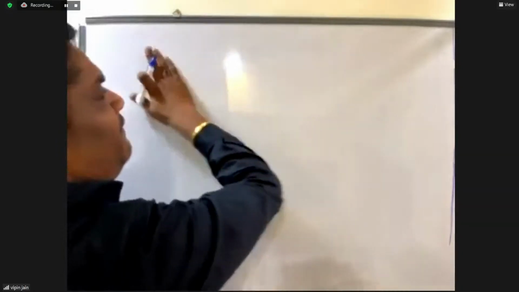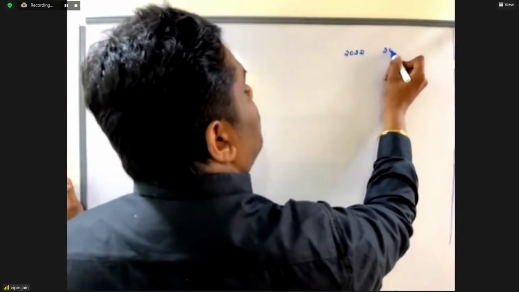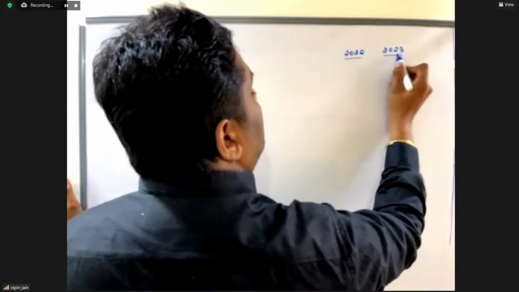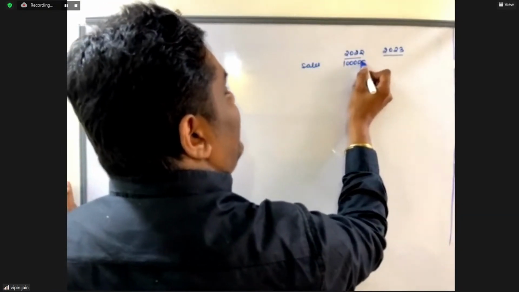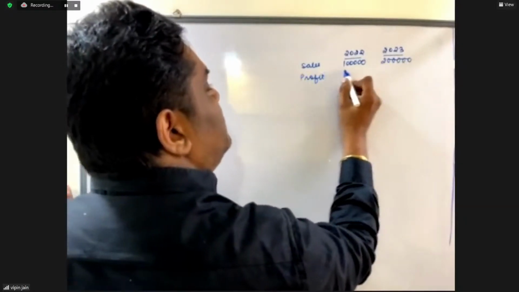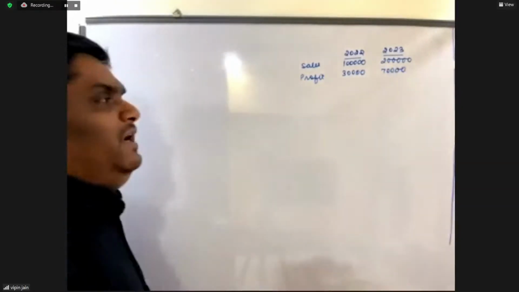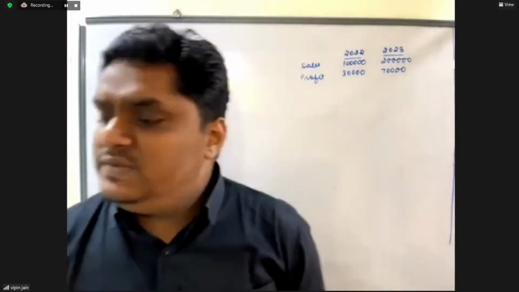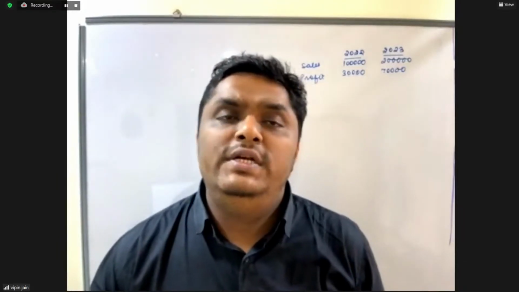So enough of discussion on the basic questions. Now let's start with one more concept, wherein two period figures are given. Let's say my sales is 1 lakh and 2 lakh, and my profit is, let's say, 30,000 and 70,000. I repeat again, here my sales is given, that is 1 lakh and 2 lakh for the 2 years. And there is a change in profit from 30,000 to 70,000.